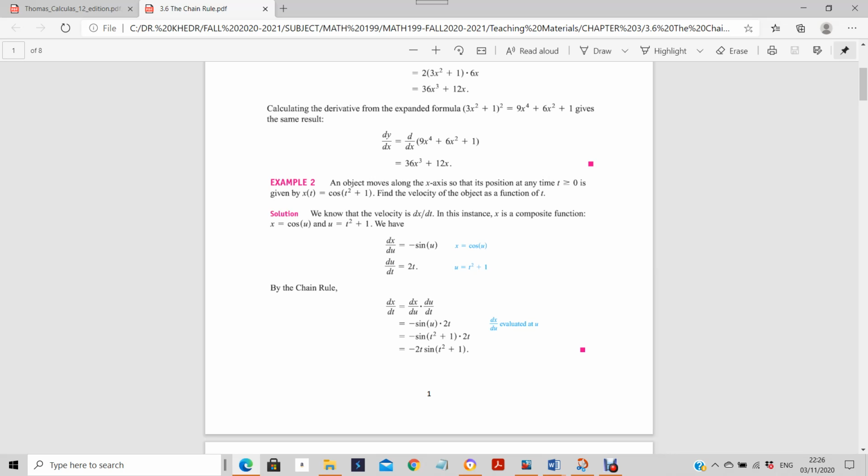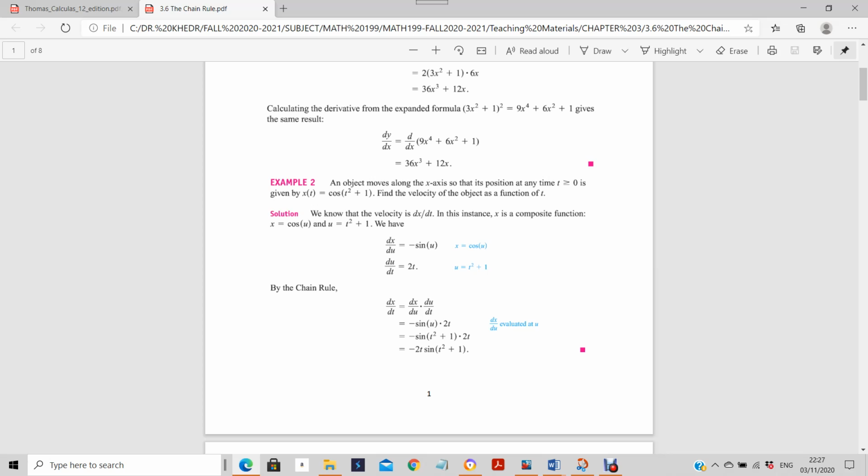Another example here is an application in physics. An object moves along the x-axis so that its position at any time t greater than or equal to 0 is given by this function, x of t equals cosine of t squared plus 1. Find the velocity of the object as a function of time t. Well, we know that the velocity is defined as dx by dt, because the derivative of the position function with respect to t is the instantaneous velocity, or shortly the velocity of the object.